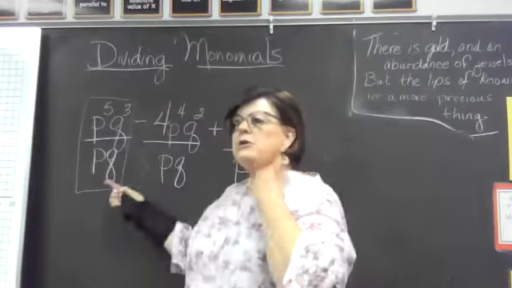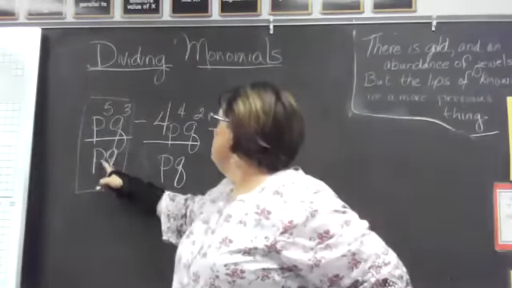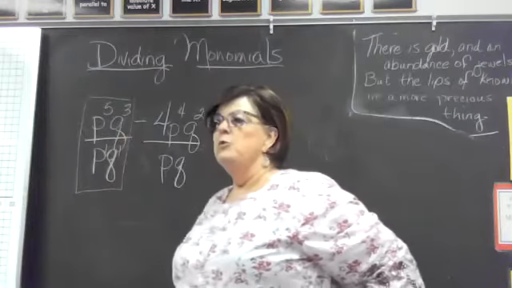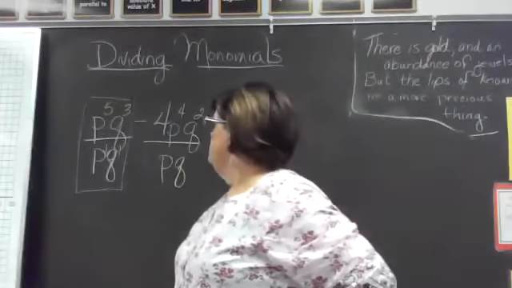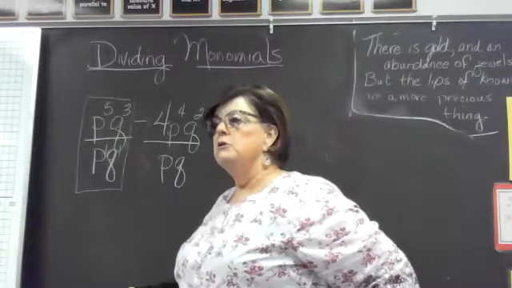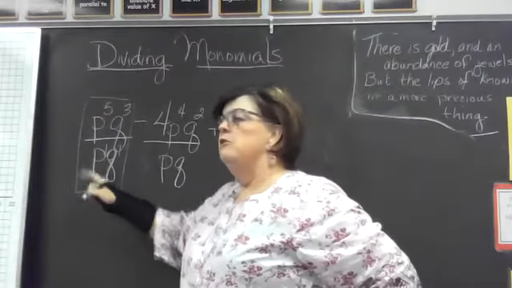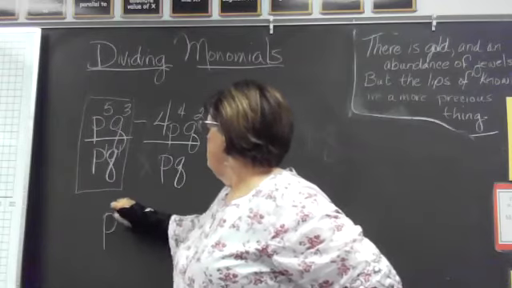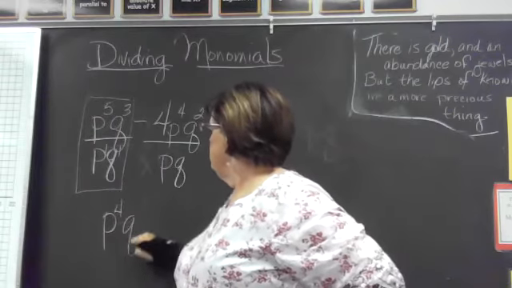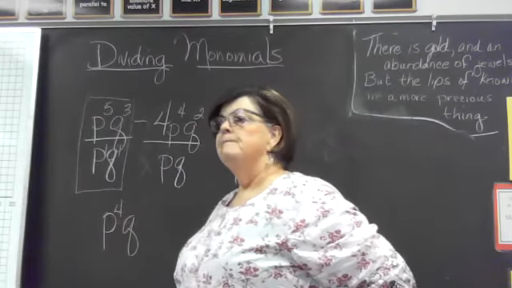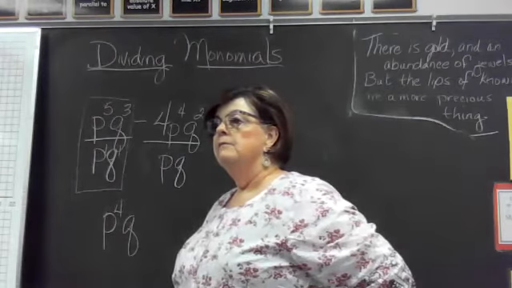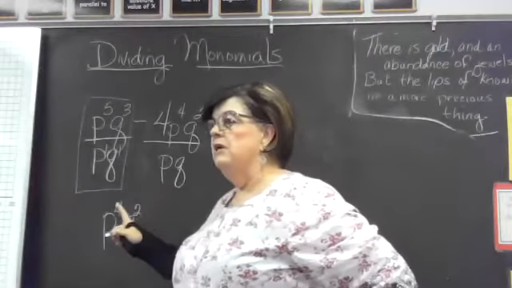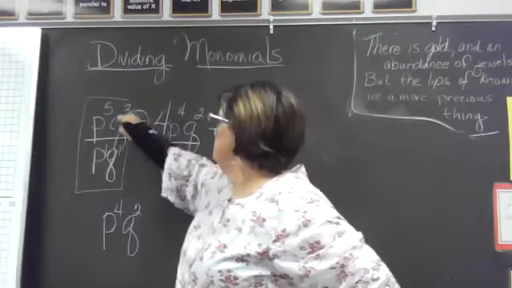So we're going to find out what this one is first. We know that this P right here has an invisible 1, and this one has an invisible 1 as the exponent. So let's look at the P's first. I have P to the 5th and P to the 1st. So what goes here? P to the 4th, but I'm not through until I do the Q also. Q to the 2nd, that's good. And that one's done.